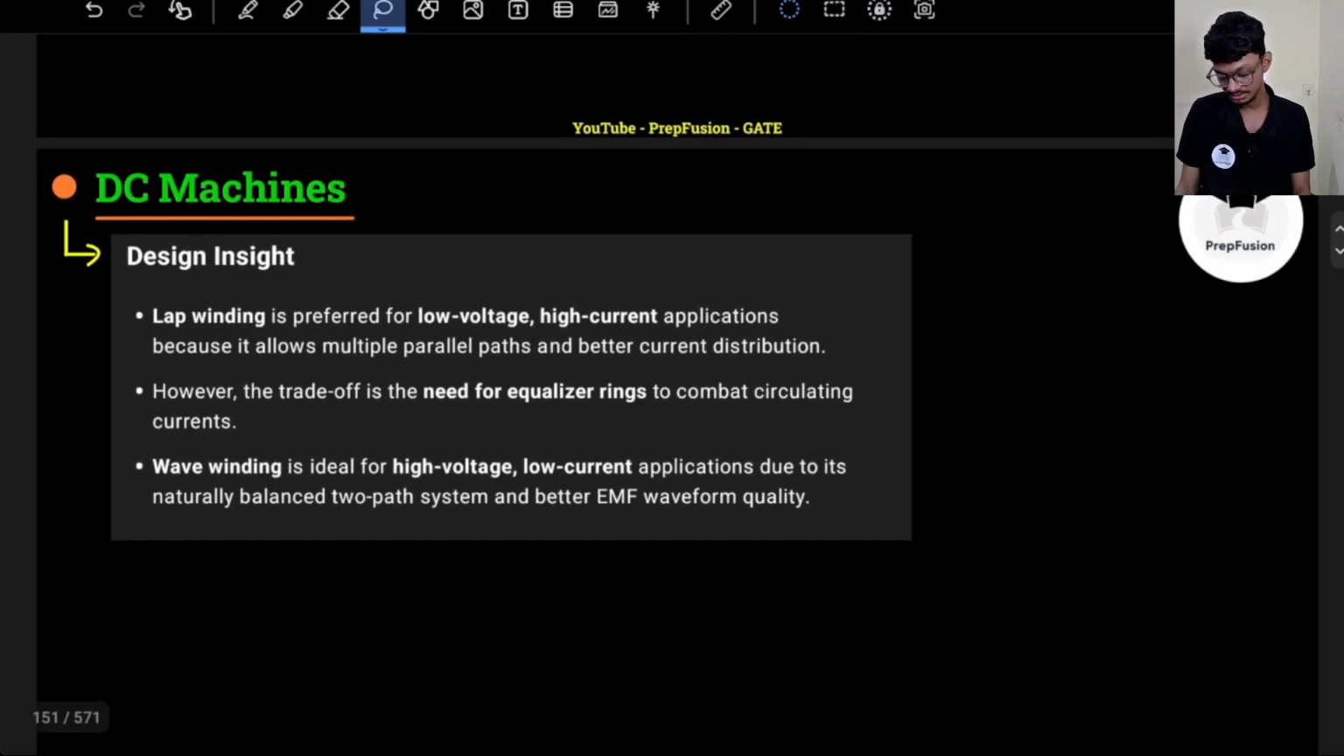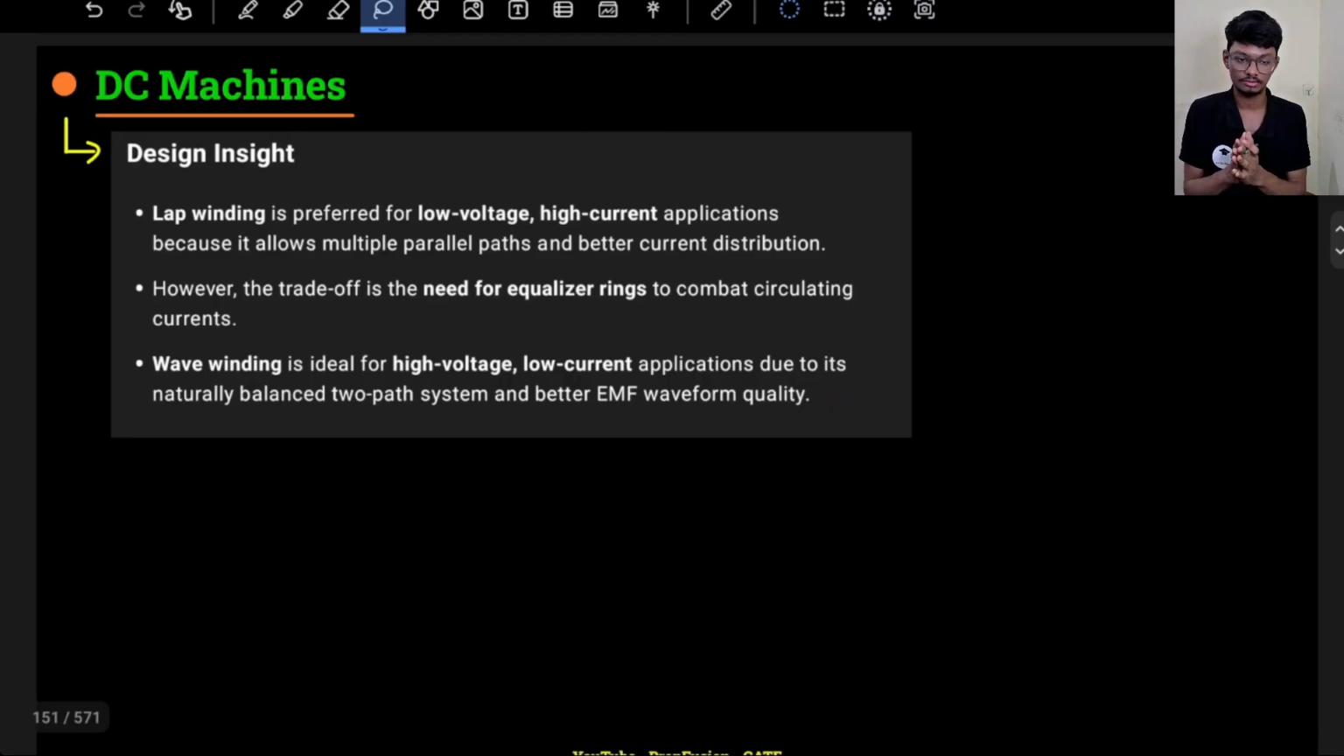So let's now discuss what the equivalent induced EMF formula will be. Before that, a few design insights. Lap winding we have already discussed will be used for low voltage high current applications. Wave winding will be used for high voltage low current applications. But the trade off is we will need equalizer rings to combat the circulating current.